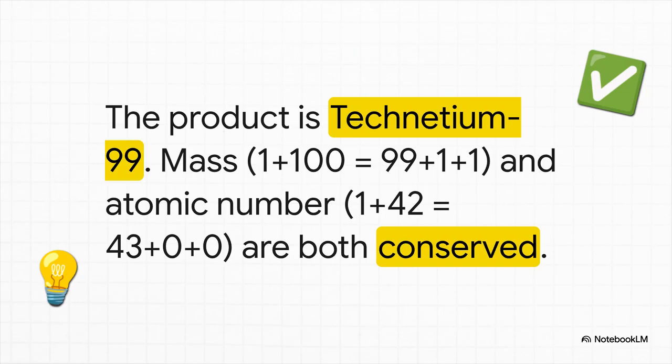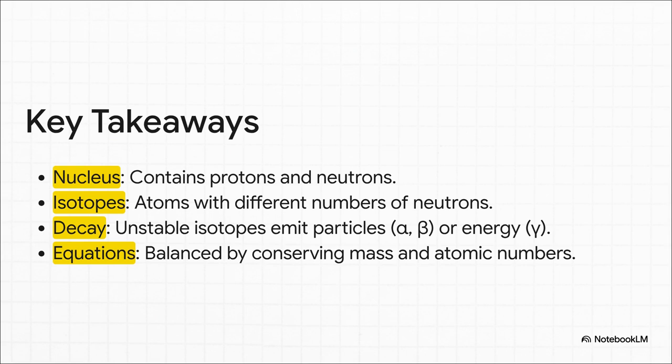Look up element 43, and you'll find technetium. The answer is technetium-99. See? It all adds up perfectly. So let's just quickly recap the big ideas from today. The nucleus is protons and neutrons. If you change the number of neutrons, you get an isotope. If that isotope is unstable, it undergoes radioactive decay.